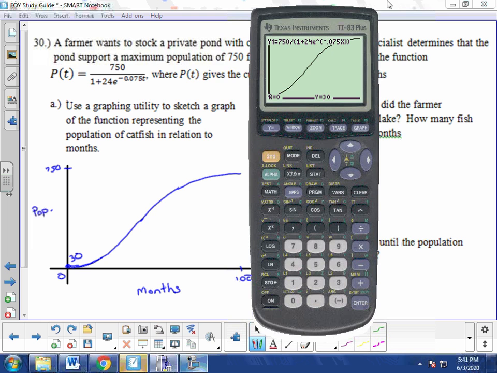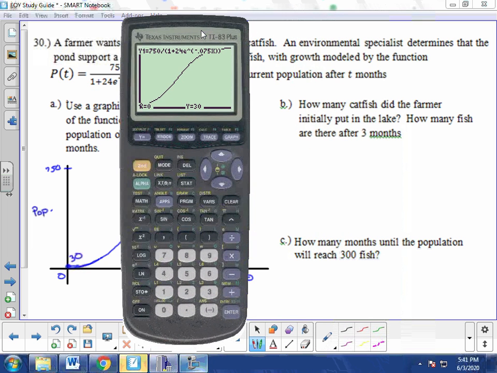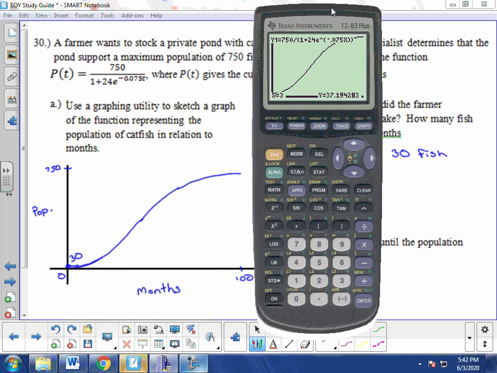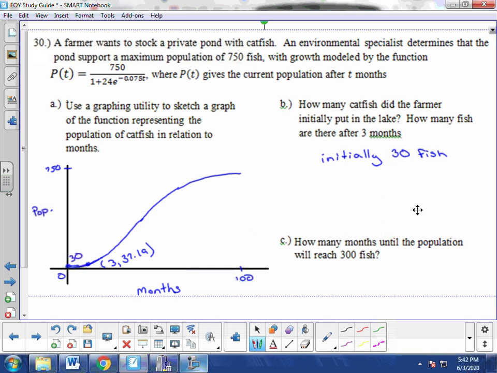So how many fish did the farmer put in initially? So initially 30 fish. How many fish are there after 3 months? I can do the same thing. Second trace value. Now I'm looking for an x value of 3. So I can find 3 months on here. And this would correspond to the point. I'm going to put the point down because that's essentially my work. 3 and then 37.19. So we can't have a part of a fish. So 37 fish after 3 months.